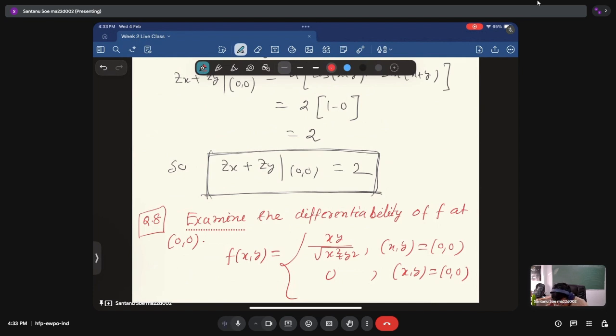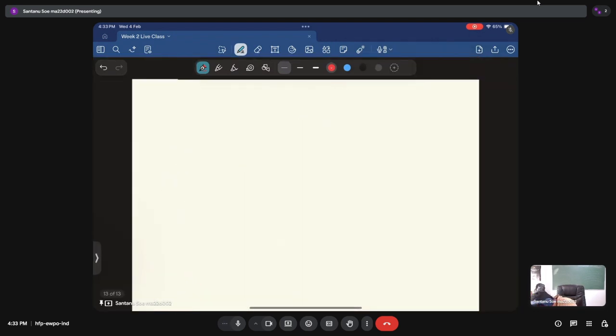Okay. So this is a very important question, I think, and this question has been asked in many competitive exams. So here we have to check the differentiability of the function f at the point 0, 0, where f of x comma y is given by xy divided by square root of x square plus y square when xy is, sorry, this will be not equals to 0, 0, and 0 when xy is 0, 0. So yeah, now we're going to do the solution.